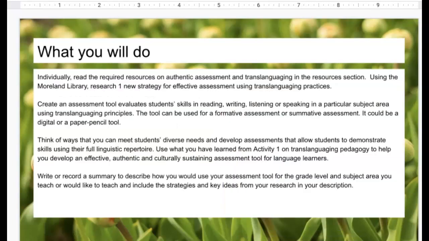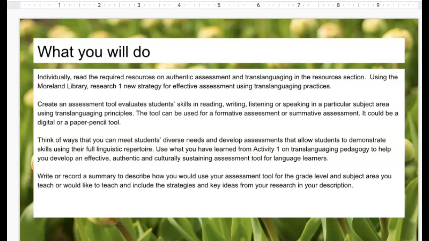Okay, so what you're going to do here for Activity 2 is you're going to individually read the required resources on authentic assessment and translanguaging, and use the Moreland Library to research one new strategy for effective assessment using translanguaging practices. I remember getting a couple of emails from some candidates that said that they were having trouble getting onto the Moreland Library. You should be able to get on with your Moreland account. So if you can't for any reason, then please reach out to the help desk. They should get back to you very quickly to troubleshoot that.